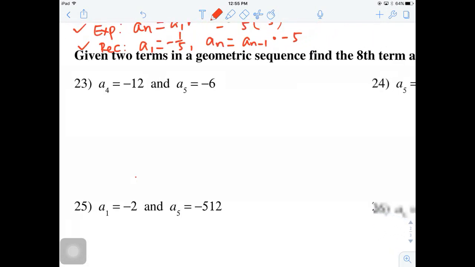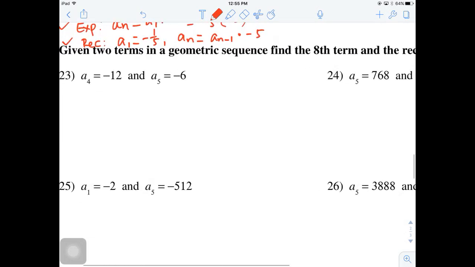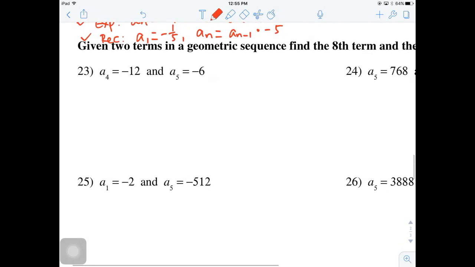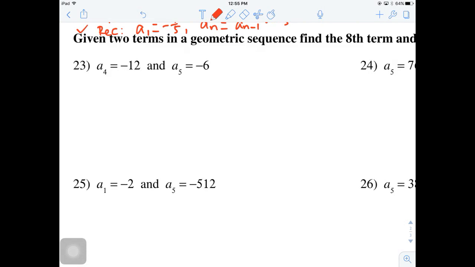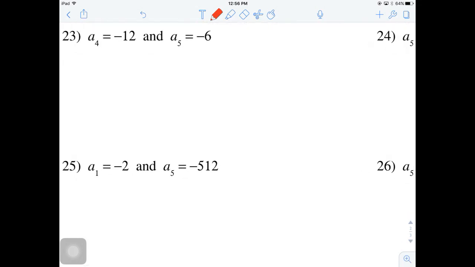Given two terms in a geometric sequence, find the 8th term and the recursive formula. So we need to go through and find the complete list first by using the two terms. We're going to start by finding the explicit rule first and then use that to obtain our recursive. So we will use the fact that a of n is equal to a1 times r to the n minus 1. So this is our explicit formula. We're going to use that and make use of the information.